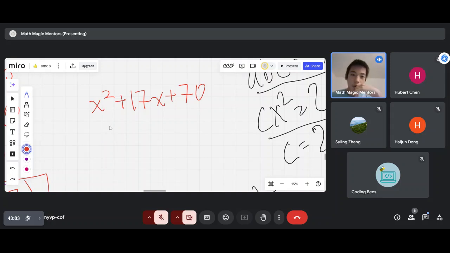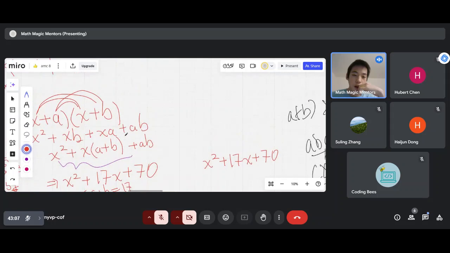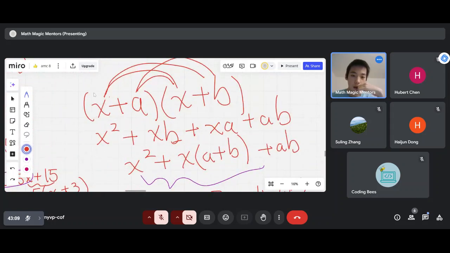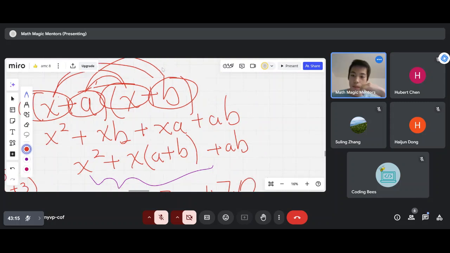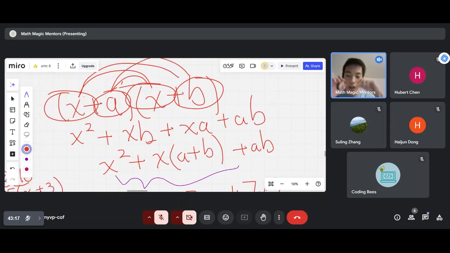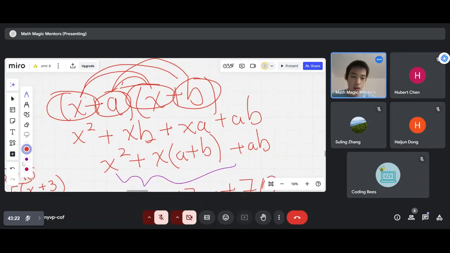Basically you want to find the first two terms here. So like these are the first two terms, and you want to find the last two terms. So if you think about it, you can split up each expression here in terms of the first and the second term. So this is the first term of x plus a. This a is the second term of x plus a. X is the first term of x plus b.